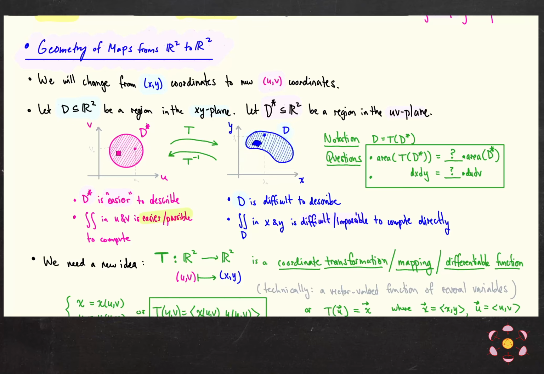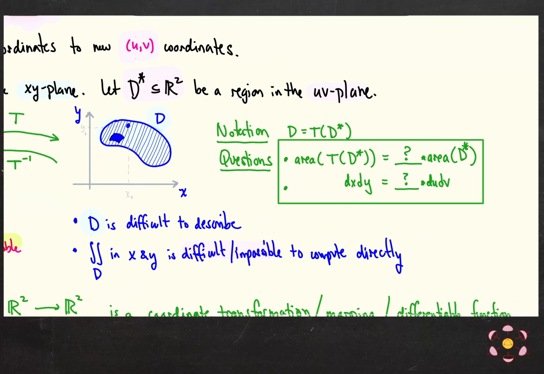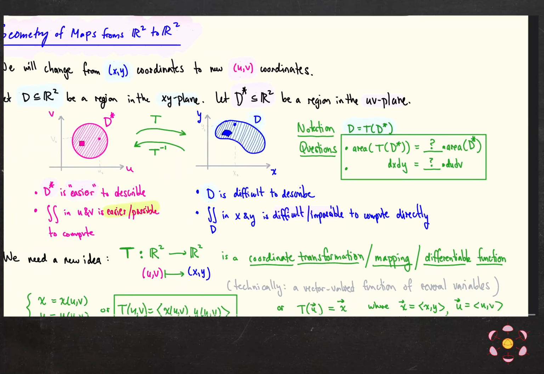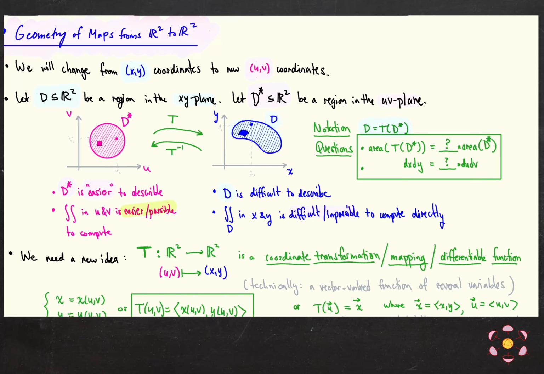In the original variables, this would be either impossible or quite difficult to compute. So the idea here, more notation, I'm so sorry, we have a lot of notation in this section. We're going to say D is T of D star, because we've got this map here. You can see I've written it in arrows. I've got T going from left to right, but I've also got its inverse transformation where we go from right to left. It's inverse in the following sense.